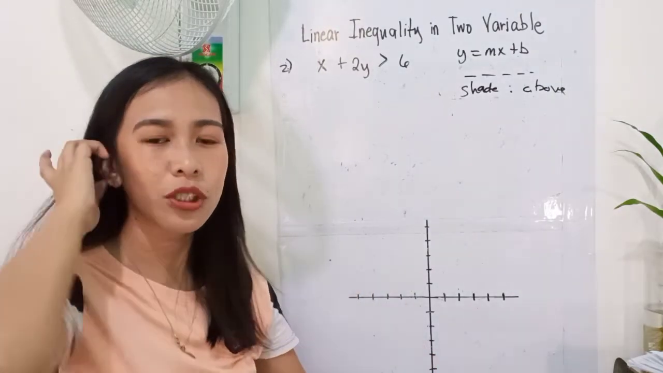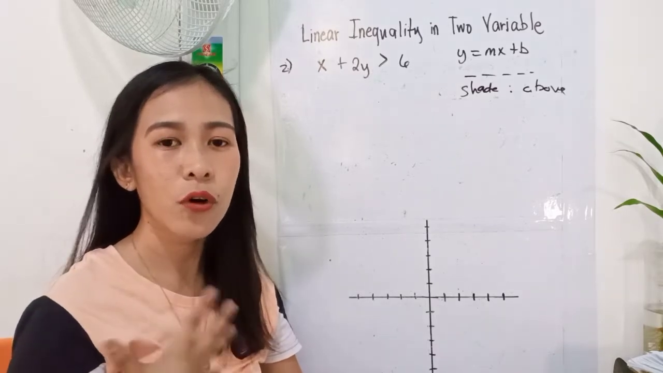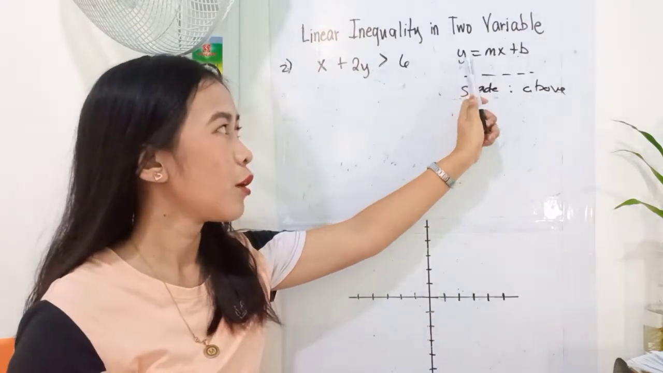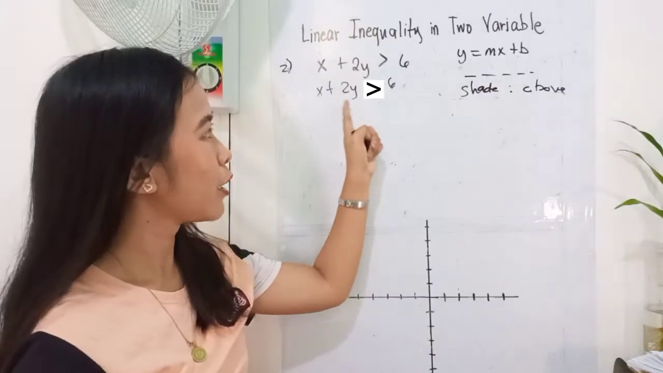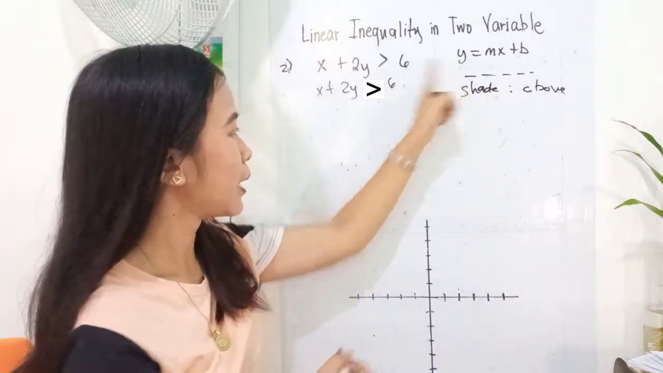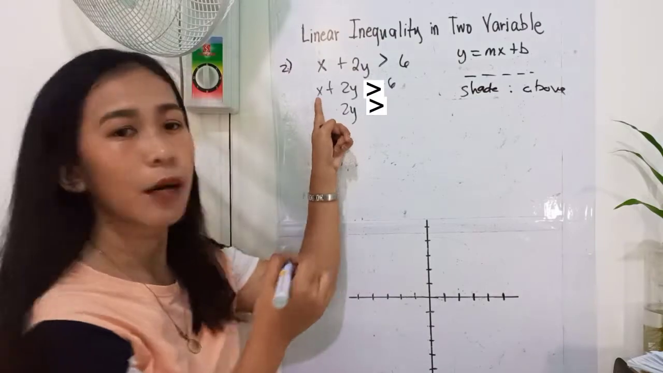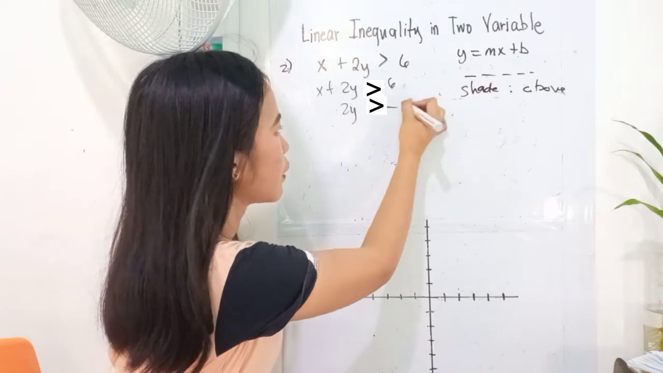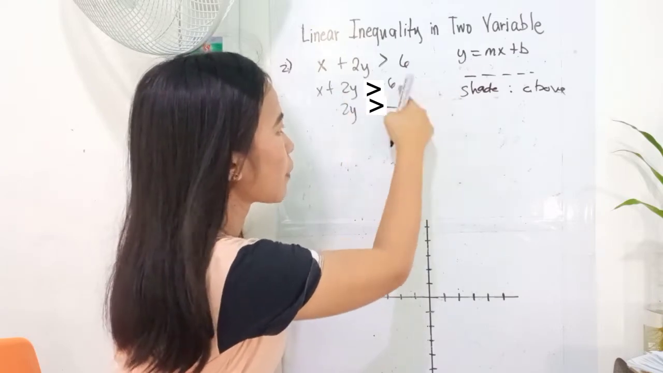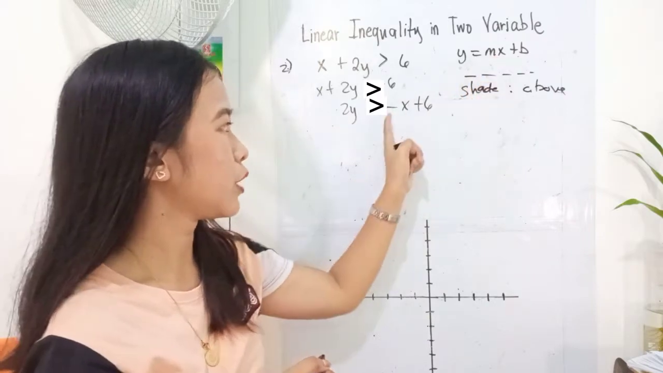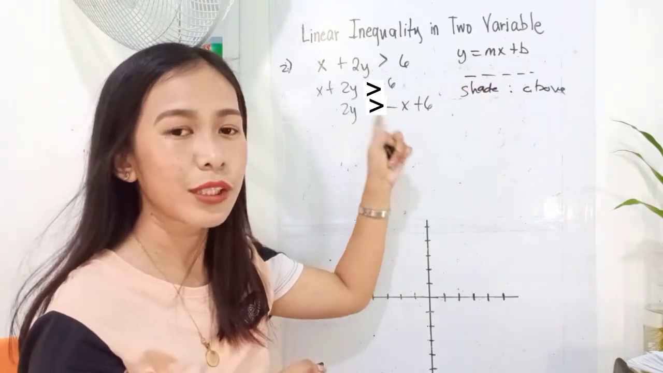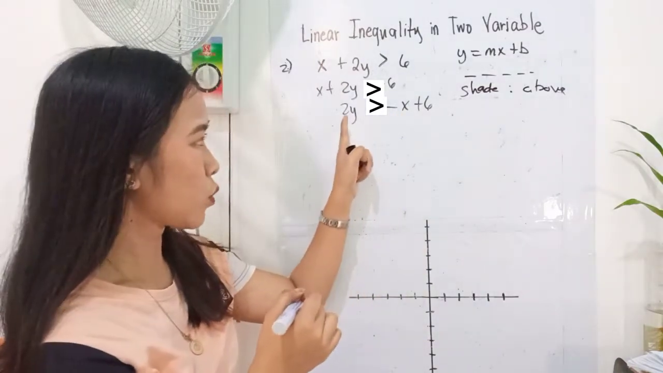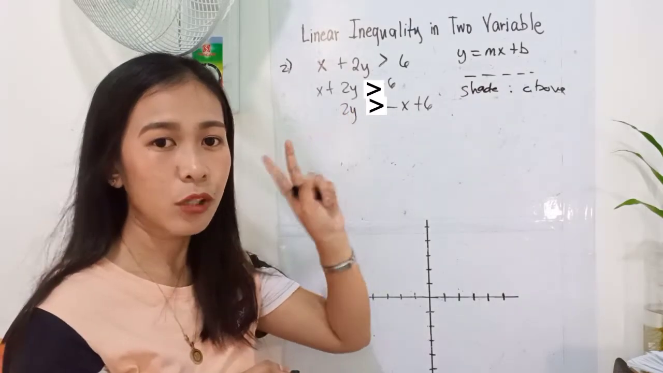Okay, ngayon, isolve nyo naman siya by getting the points or the ordered pairs na kailangan natin para dito. Gamitin ulit natin si slope-intercept form or y is equal to mx plus b. So, kailangan maiwan lang dito si 2y. And then, transpose x. Si x dito ay positive. Magiging negative siya sa kabila. So, we have negative x. And then, si 6, automatic plus 6 na lang yan. Negative x plus 6.